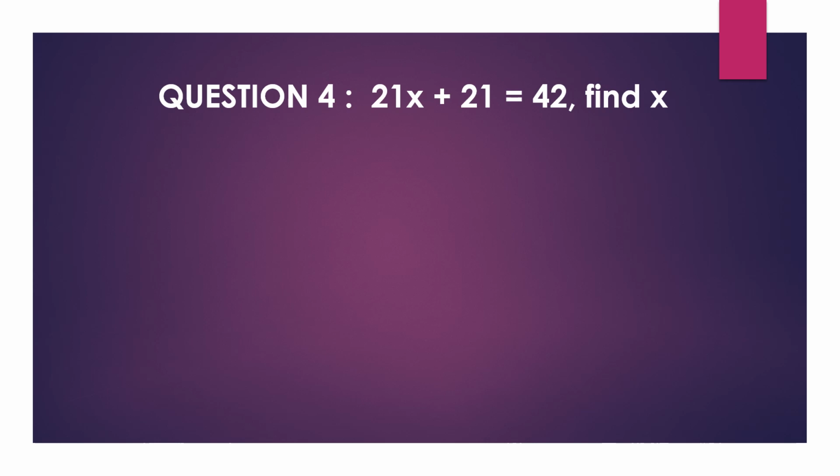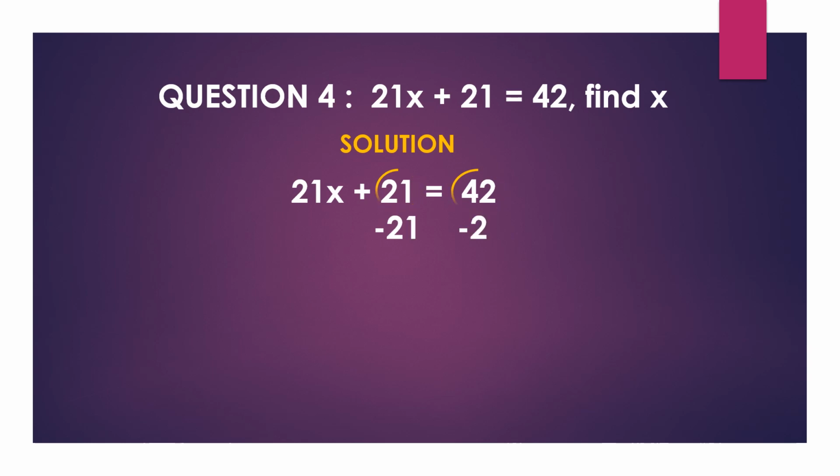In question 4, 21x plus 21 is equals to 42. Find x. Solution. Now 21x plus 21 equals to 42. We regroup. We have plus 21 and we have 42. We need to regroup them. Now for us to regroup them, we'll minus 21 from both sides. So it will be minus 21 at the left hand side and minus 21 at the right hand side. So when we do that, 21 minus 21 is 0. Then 42 minus 21, we have 21. So we now have 21x to be equals to 21.